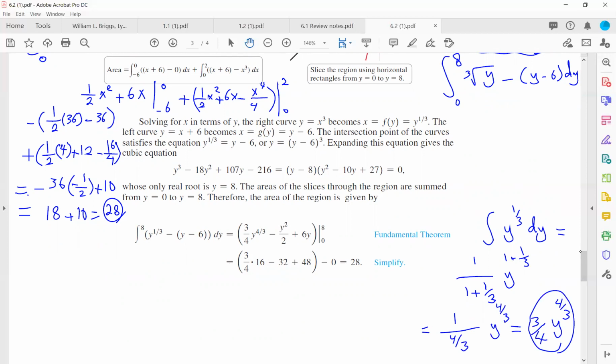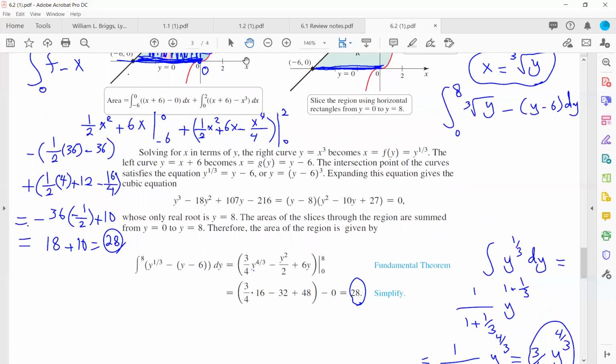The integral of y is y squared over 2, and the integral of 6 is 6y. And my y ranges between 0 and 8. Now, I just plug in 8. I don't have to worry about 0 because all of these terms have y, so the outcome is 0. By plugging in 8, I get 3 over 4 times 8 raised to 4 over 3, which is 16, minus 32, plus 48, which is 28.